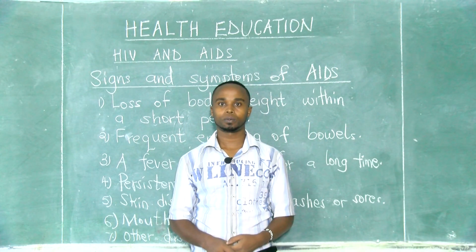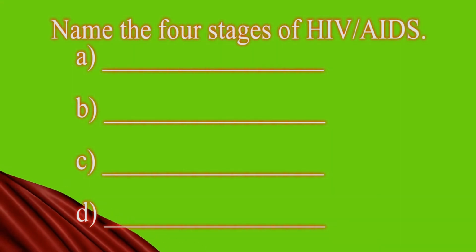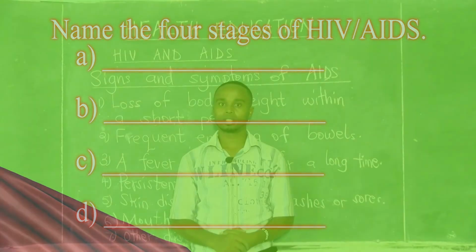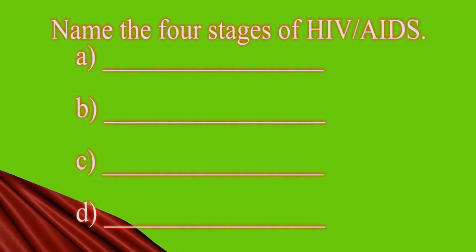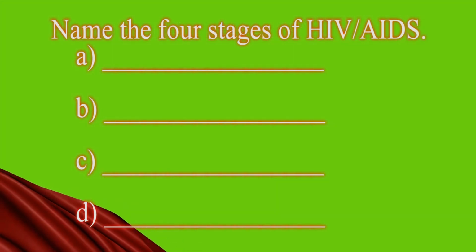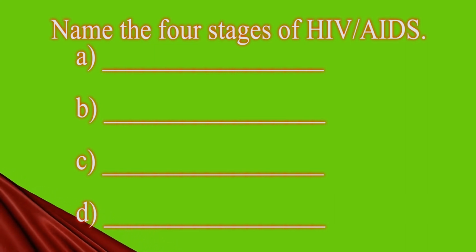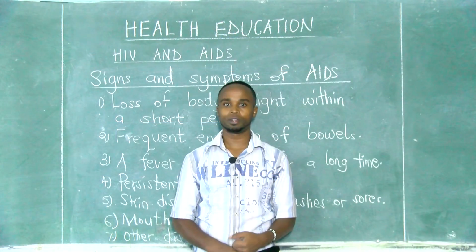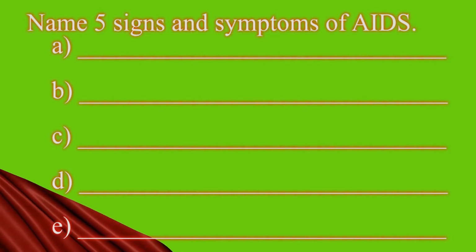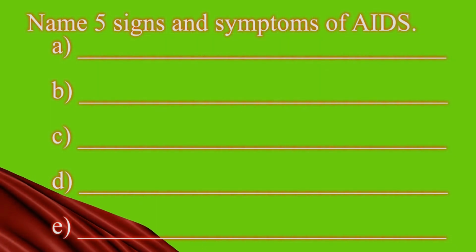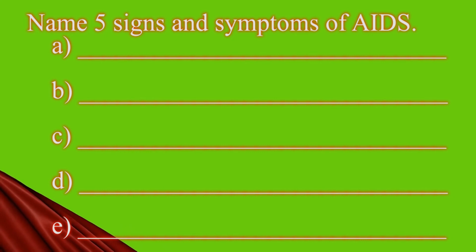Number 2, name the 4 stages of HIV/AIDS. And when you are naming those stages, if a stage has more than one name, kindly give out the 2 or the names. Question 3, name 5 signs and symptoms of AIDS.